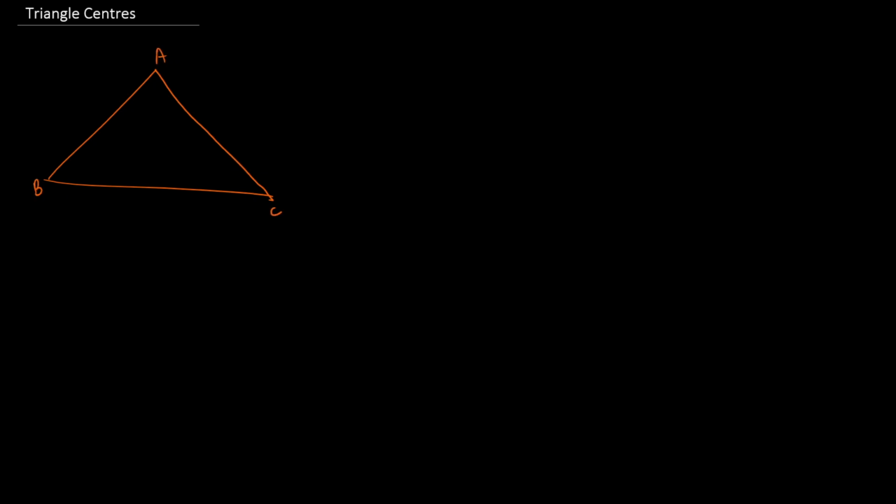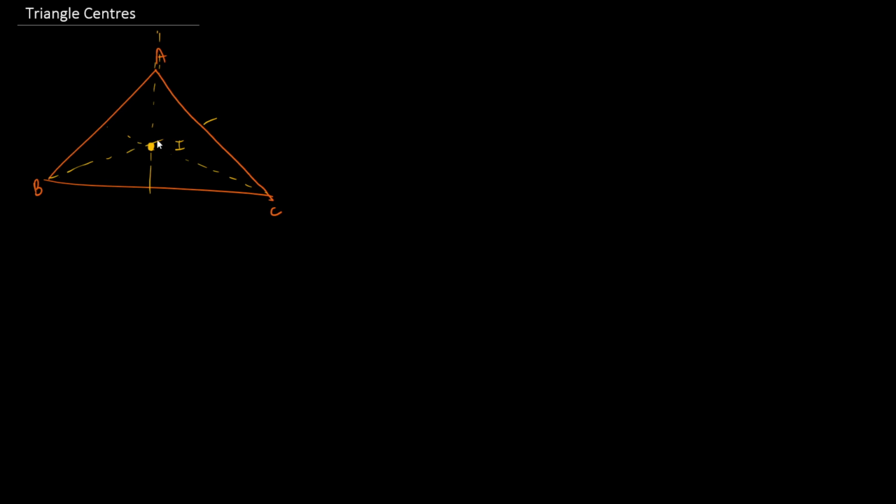Now, what you do is you draw angle bisectors for all the three angles. So let's say this is the angle bisector for B, this is the angle bisector for A, and this is the angle bisector for C. By Euclidean geometry, we know that all of these three angle bisectors intersect at one point, and you can see the proof for that as well. And that point of intersection is called the incenter.